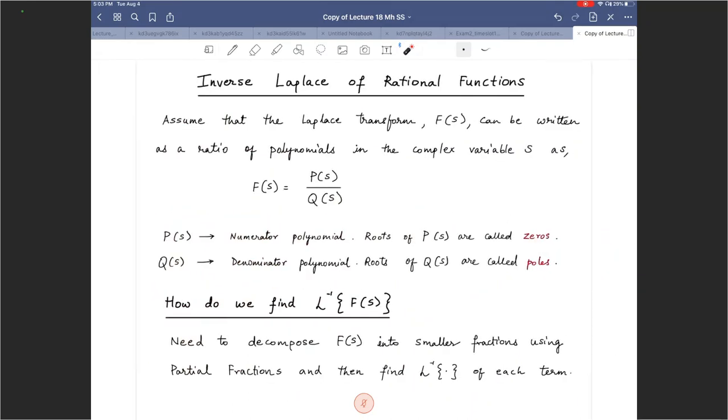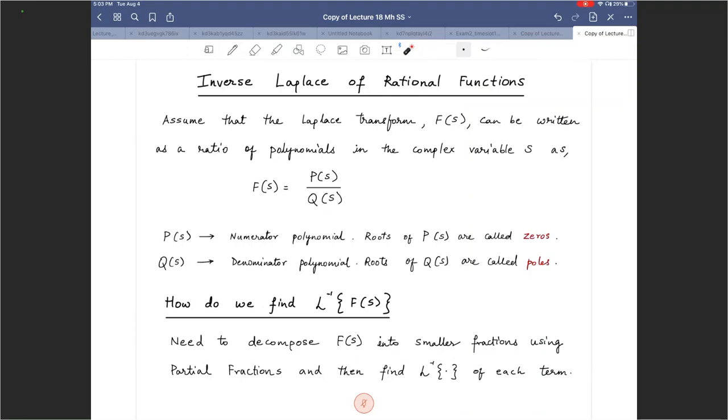Moving on. Now, how do you find the inverse Laplace of rational functions? The discussion is now going to be related to partial fractions and a very generic view of how you deal with a polynomial in the numerator and a polynomial in the denominator. So assume that the Laplace transform capital F of s in the Laplace domain can be written as a ratio of polynomials in the complex variable s. We are writing F of s as some polynomial in the numerator, capital P of s, and some polynomial in the denominator, capital Q of s.